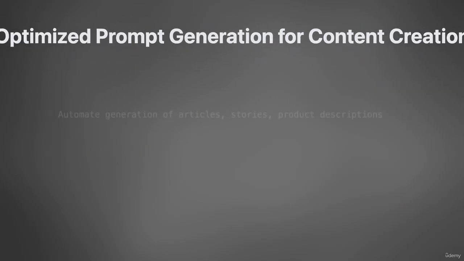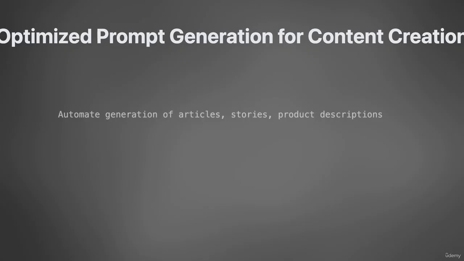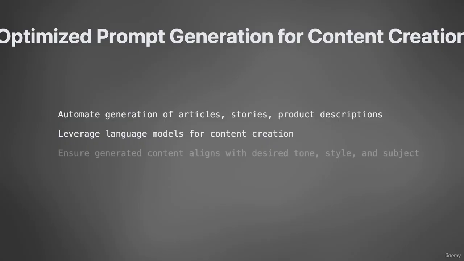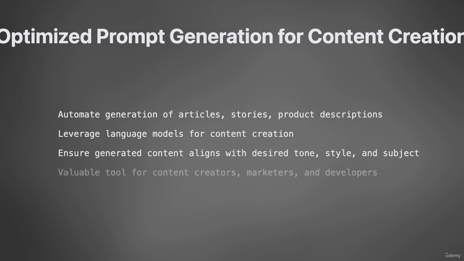One of the key real-world applications of optimized prompt generation is content creation. By leveraging language models, we can automate the generation of various types of content, such as articles, stories, product descriptions, and even code snippets. Through careful prompt engineering, we can ensure that the generated content aligns with the desired tone, style, and subject matter, making it a valuable tool for content creators, marketers, and developers.